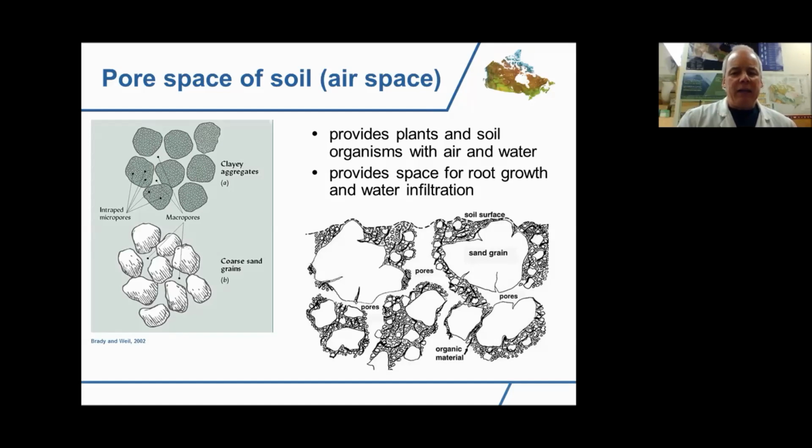In addition to that, the space allows root growth to occur through the soil, and also plays an important role in water infiltration. So when we think of water moving from the soil surface through a soil down into groundwater or surface water, we need adequate, connected pore space for that infiltration to occur.